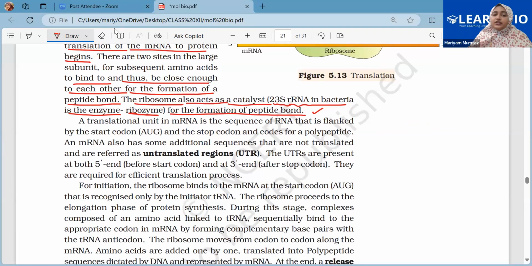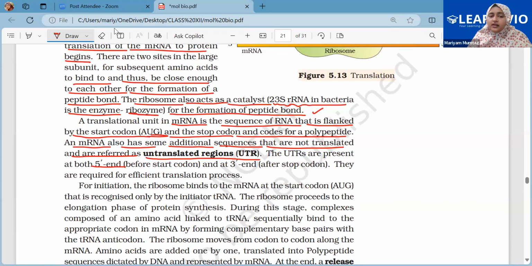Now, a translational unit in mRNA is the sequence of RNA that is flanked by the start codon AUG and the stop codon, and codes for a polypeptide. And mRNA also has some additional sequences that are not translated and are referred to as the untranslated regions, UTR. UTRs are present at both the 5' end before the start codon and at the 3' end after the stop codon. They are required for efficient translation process.